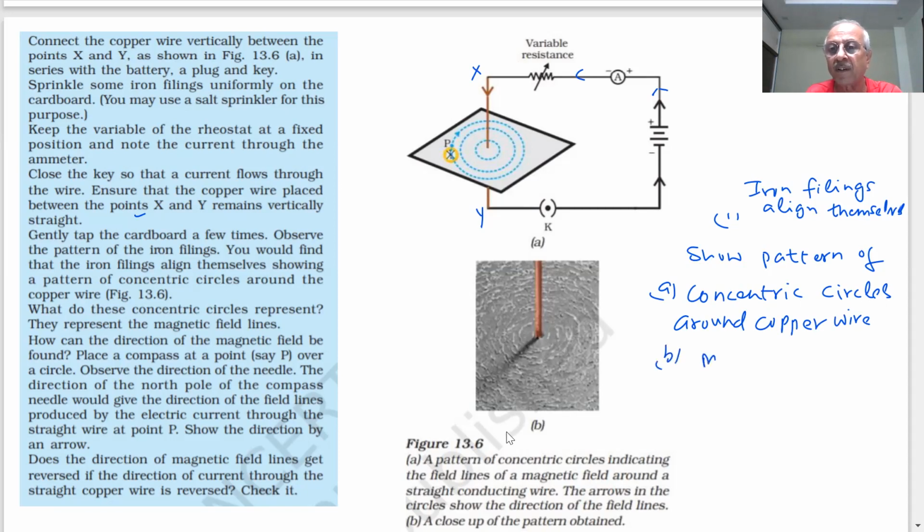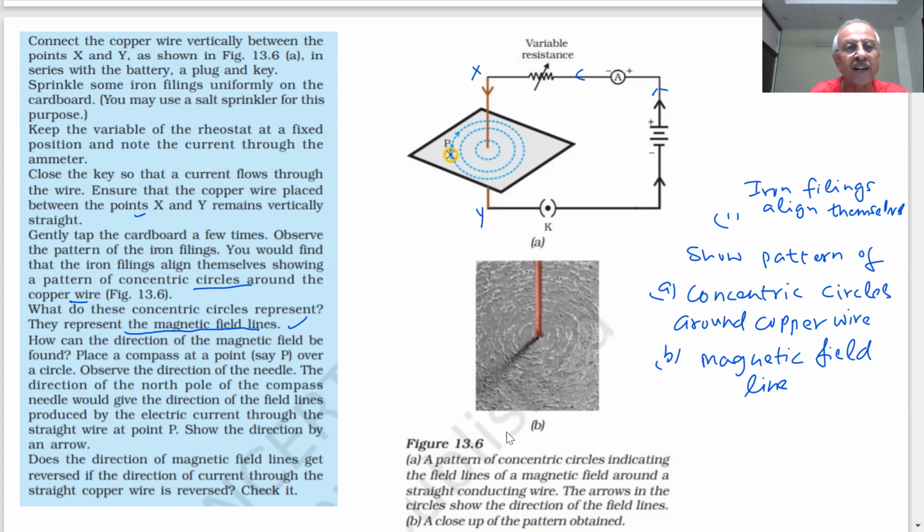What are these? Magnetic field lines. What happened? A current is passed through a straight conductor, iron filings are sprinkled on the cardboard, you tap it, and you find that these iron filings arrange themselves in a regular pattern in the form of concentric circles around the copper wire. So iron filings align themselves, showing a pattern of concentric circles around the copper wire. They represent the magnetic field lines.